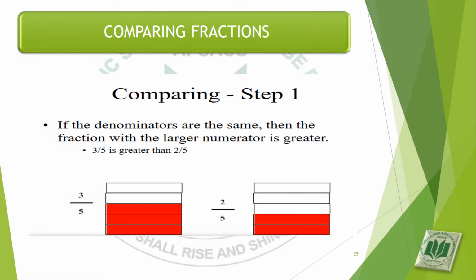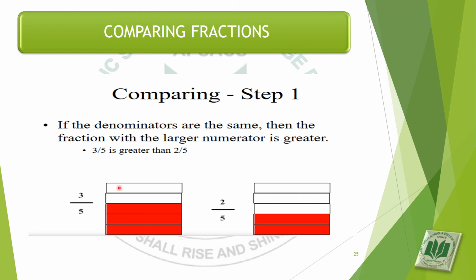Students, there are different possibilities of comparing a fraction. For example, if the denominators are the same, then the fraction with the larger numerator is greater. For example, 3 by 5 is greater than 2 by 5. You can see here we have two fractions. The first is 3 by 5 and the second is 2 by 5. Now the denominator in both fractions is 5.